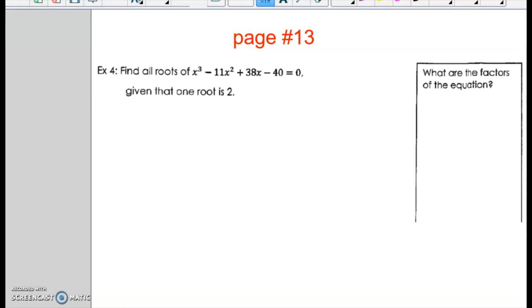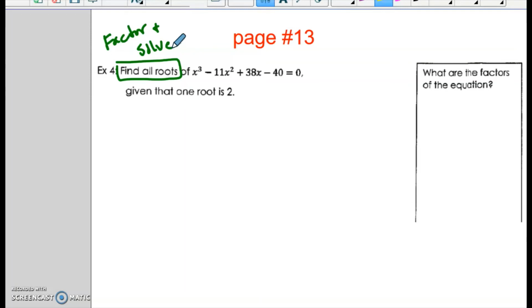So example number 4 has a new direction. This time it's telling you to find the roots. So that means we have to factor and solve the problem. Previous problems had just asked us to factor it, and we could have stopped at the parentheses. But now we've got to go all the way and find the roots.